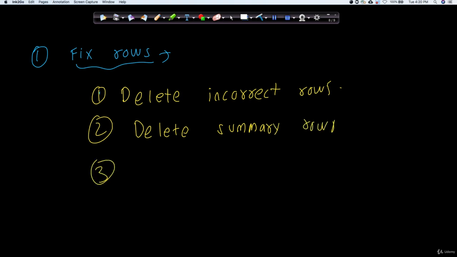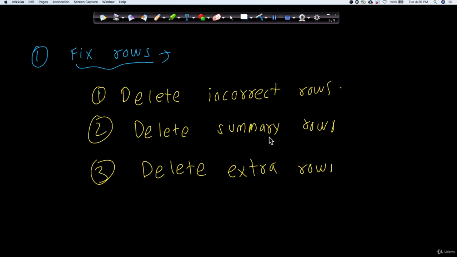So third is that maybe you have any sort of extra rows like ID column, blank row, or maybe you have some column indicator row. Maybe you would like to remove them. So delete any sort of extra rows. Okay, so these are important things to keep in mind when you are going to solve the rows problem.